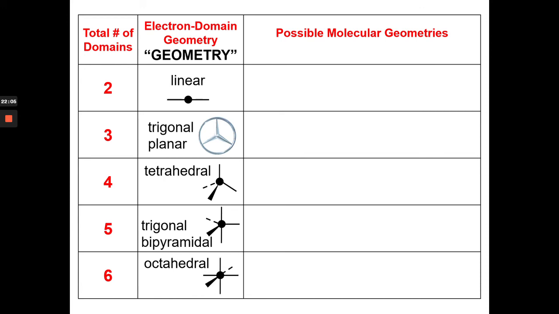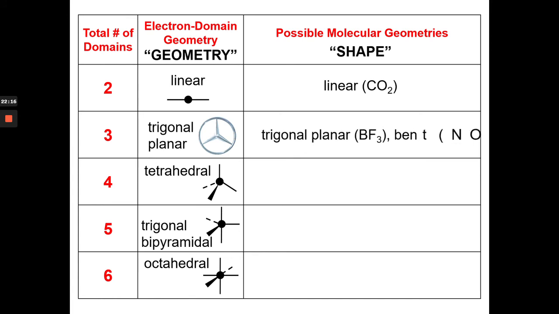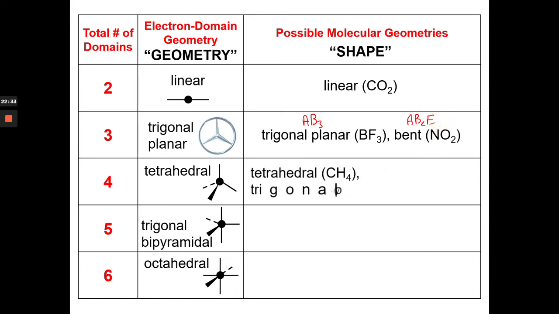Now, the possible molecular geometries, what I've been referring to as shape, are a little bit different. With two, the only thing you're going to get is linear. With three, though, you could get trigonal planar, or you could get bent. The trigonal planar would be an AB3. The bent would be an AB2E. I'm not going to draw out additional examples. You can try to draw those out and see that. Tetrahedral could be any of these, if it's an AB4.